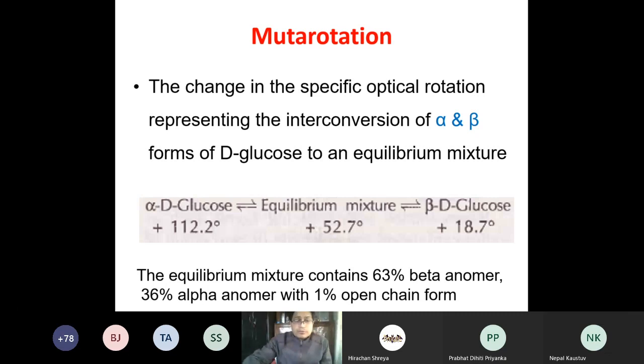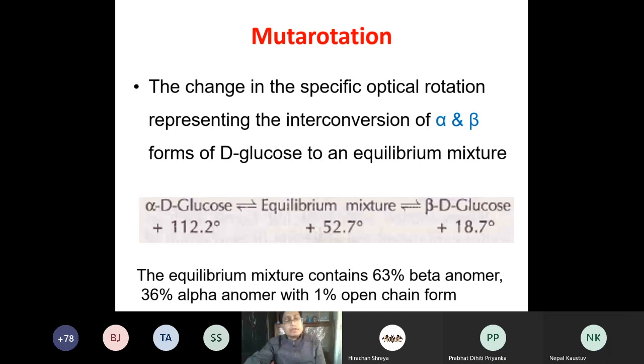Okay, we're talking about the mutarotation. Glucose in the crystalline form is in the form of alpha D glucose, and when we make a solution of this glucose, it will also be converted to the beta form. Around 63% in the solution is in the beta form, whereas only 36% is in the alpha form. In this equilibrium mixture, the optical rotation will be changed.